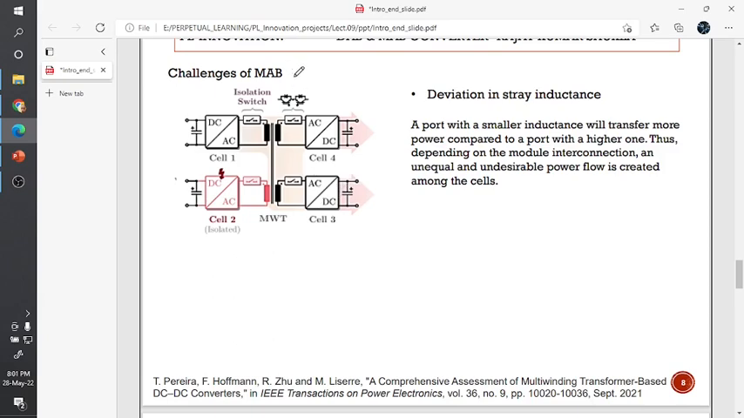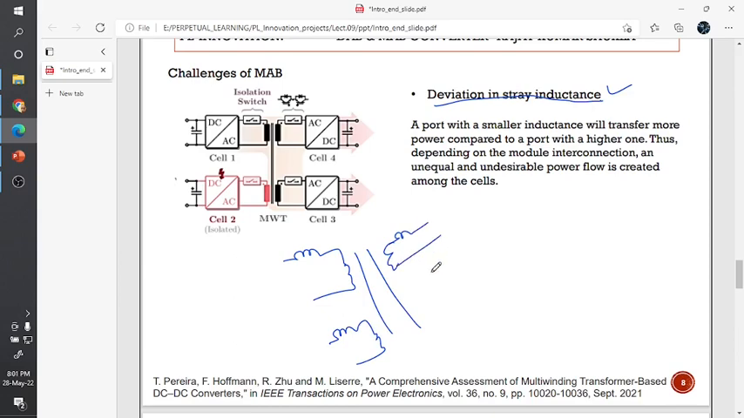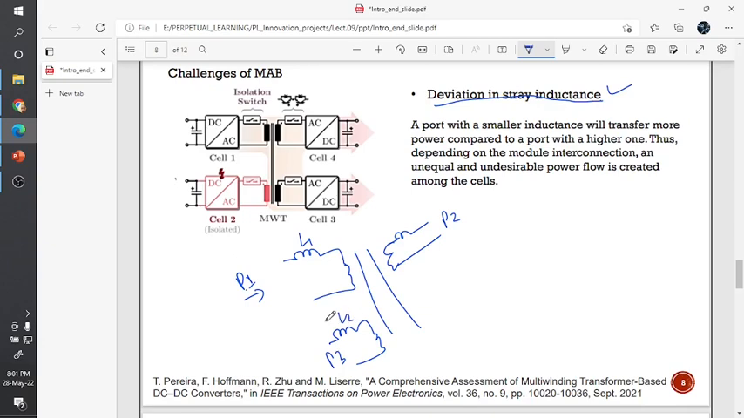There are only two challenges. The first one is deviation in the stray inductance. Deviation in the stray inductance means you cannot design the multi-winding identically, which means their leakage inductance will always be different, like what is shown here. So this is two windings here, and this is another winding. Suppose you want to transfer power from this one side to these two sides, and this is the third area. Okay, so this L1 and this L2 are transferring.